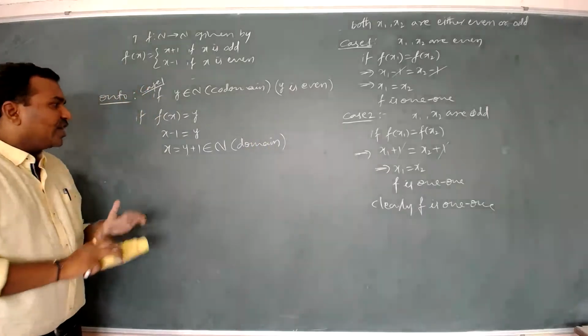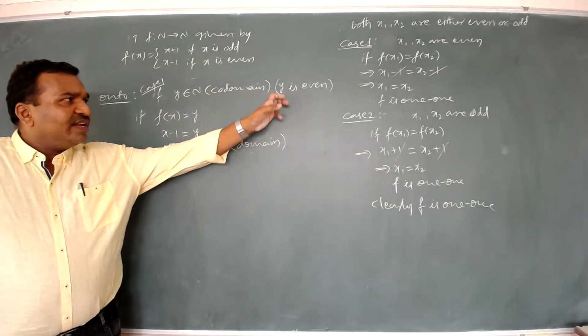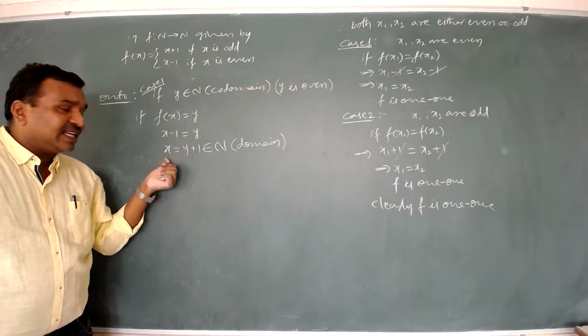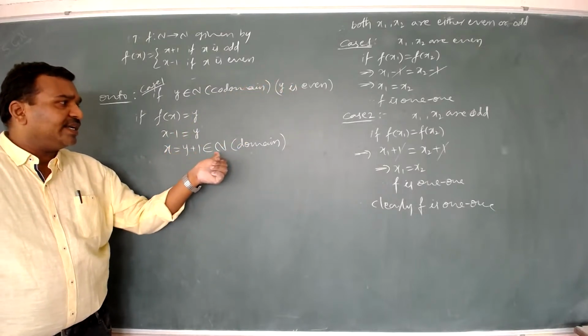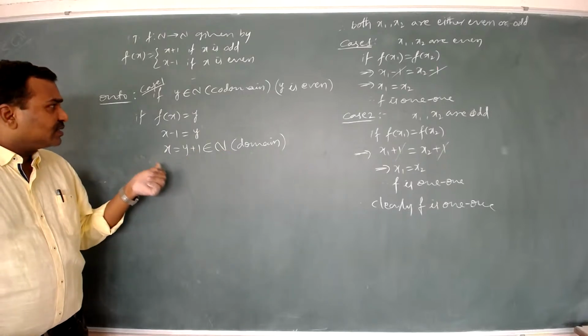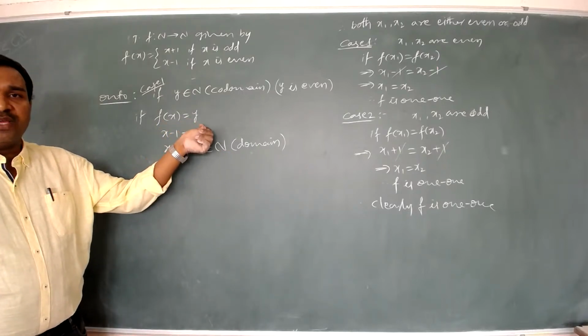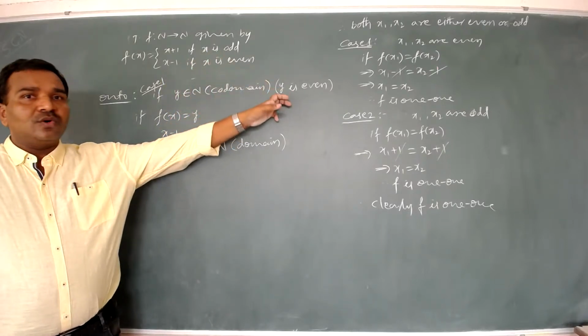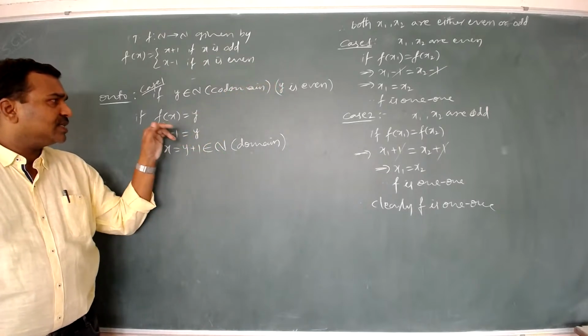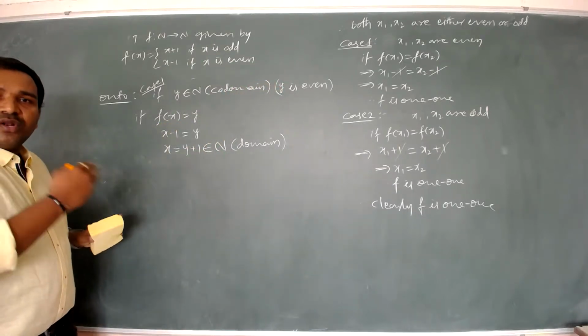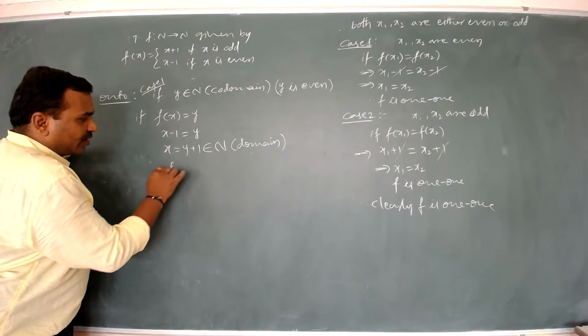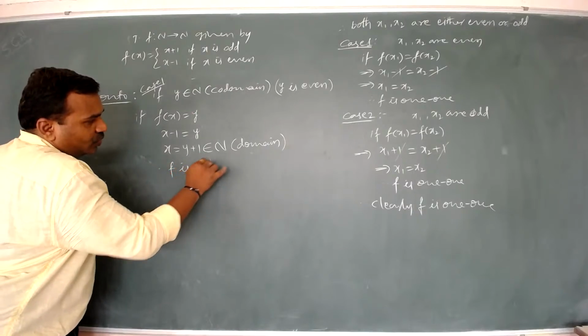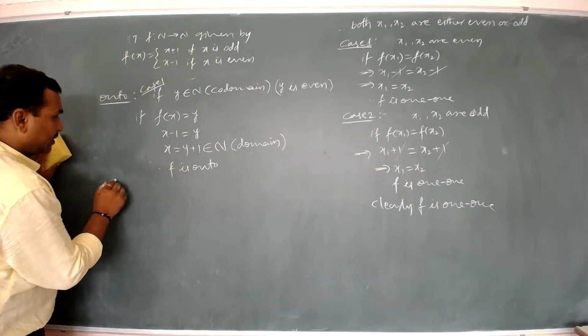For every even y, there exists x equal to y plus 1. It is there in the domain, also f of x equal to y. Means for every y belongs to codomain, there exists x belongs to domain such that f of x equal to y. Therefore, f is onto. Now go for the second case.